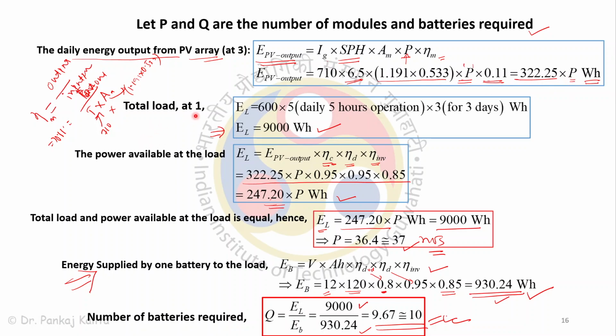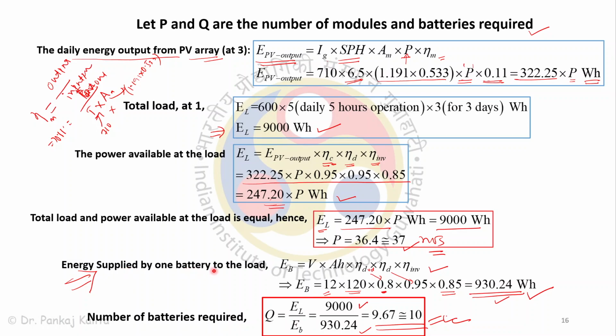Okay, so now we are moving to the load, that is 600 into 5 into 3, that is 9000 watt hour. This load has to be tackled by this PV array. Now the power available at the load, so E_PV output, that is this into NC into ND into NM, that is the charging efficiency, discharging efficiency, and then the inverter efficiency. So this is the total power available at the load. Then equate these two, you will get the amount of P. So total load and power available are equal. So equating, P equals 36.4, that is 37.